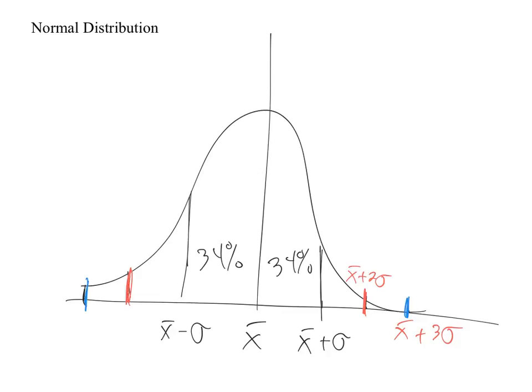So what's happening though? Normal distributions are usually used for large sets of data. Why do we need a large set of data?